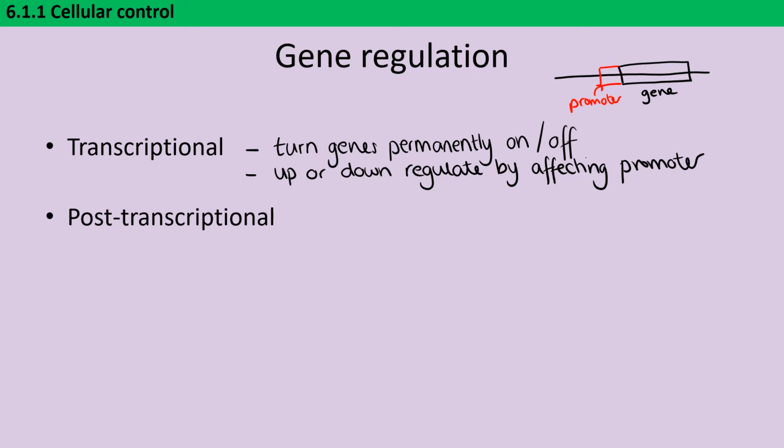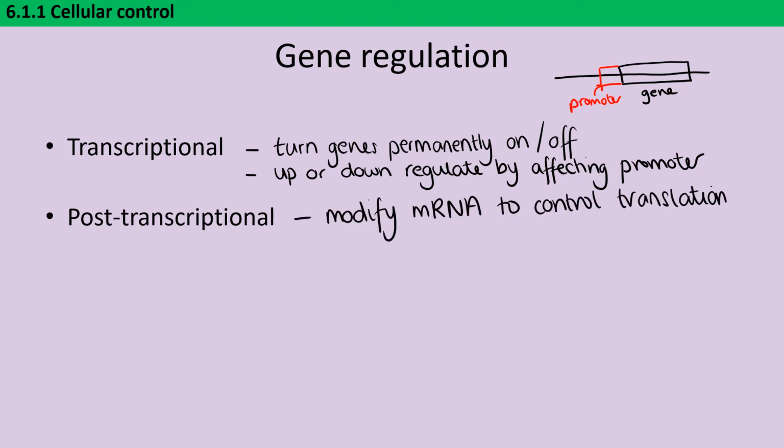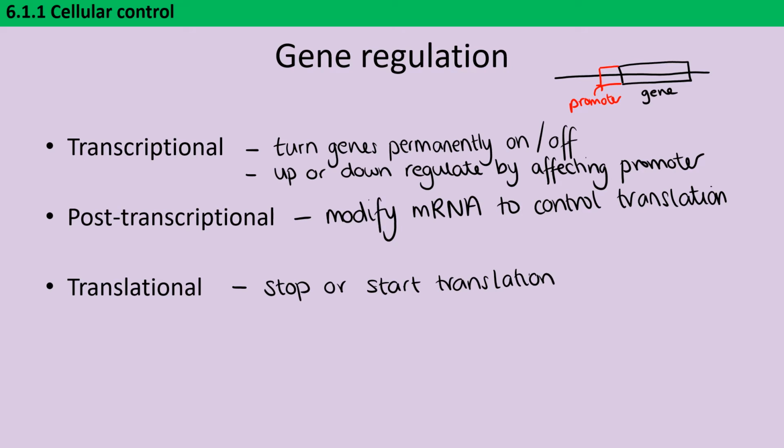Then we have post-transcriptional control. So this is where something is being done to the mRNA after it's transcribed in order to control how much it's then going to go on and be made into protein. Now, some textbooks and revision guides include translational control as an alternative place where genes may be regulated, and this could involve anything else which is going to stop or start translation or otherwise make it happen more or less frequently. And then finally, we have post-translational control.